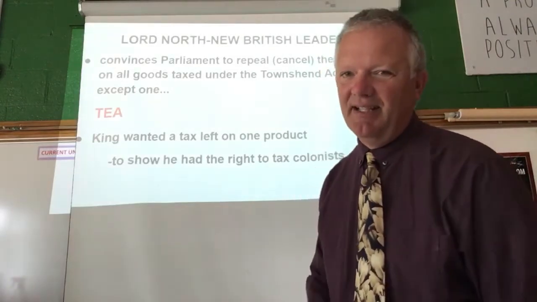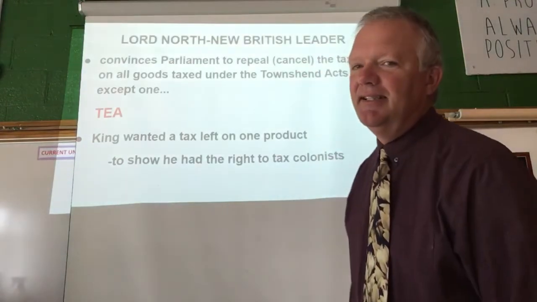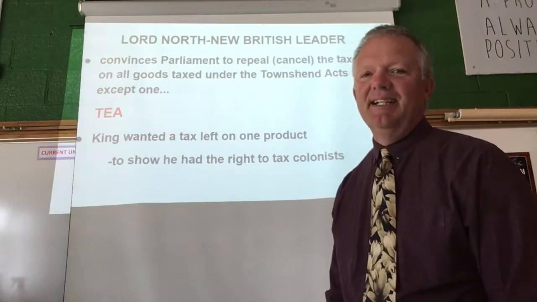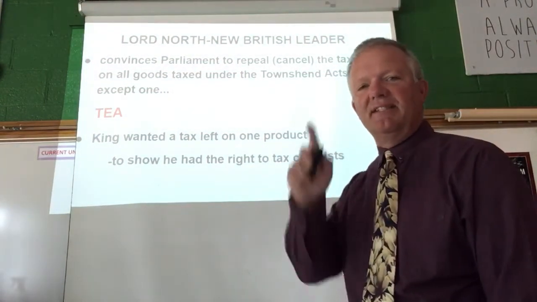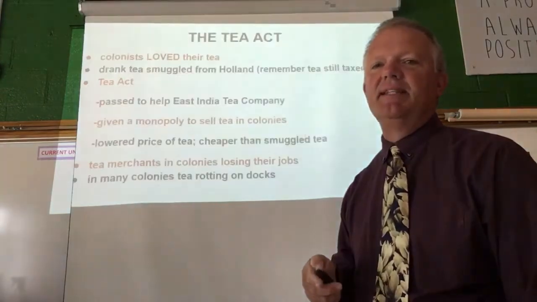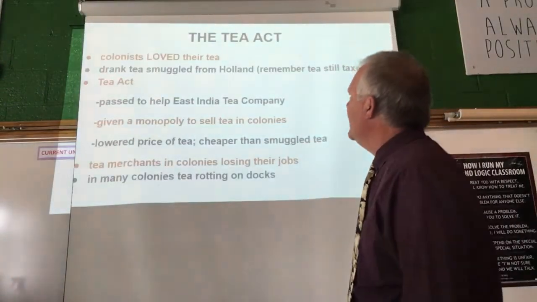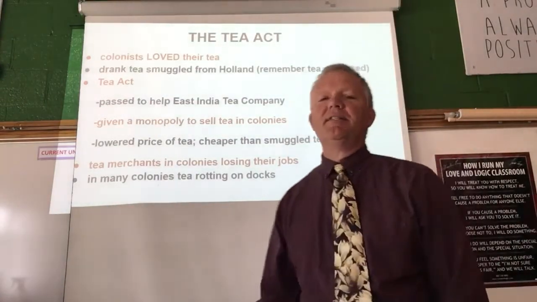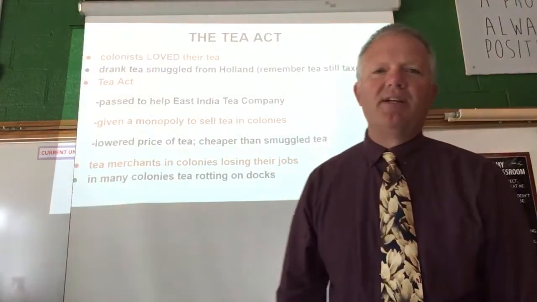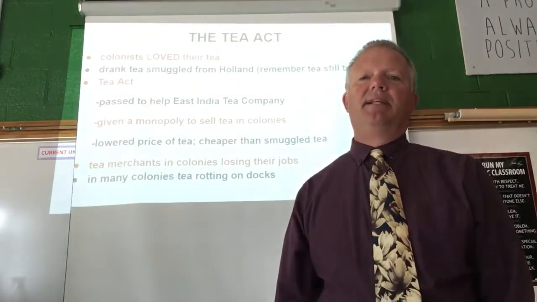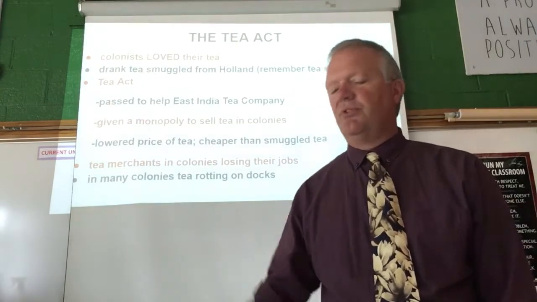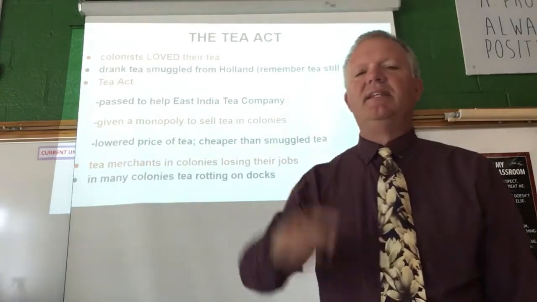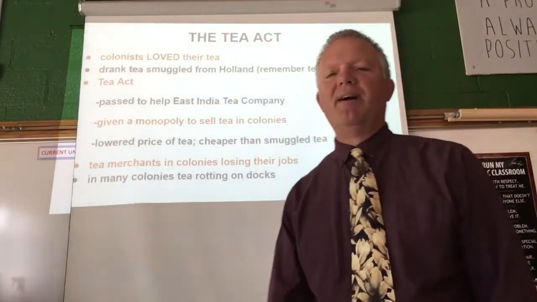We'll hear from the king at the end of this PowerPoint today. So just to show that he had the right to tax the colonists, they left one tax, they put it on tea. And then they passed something called the Tea Act. There was a company called the British East India Tea Company. It controlled the tea trade. It sold tea to India, all around the English colonial empire.